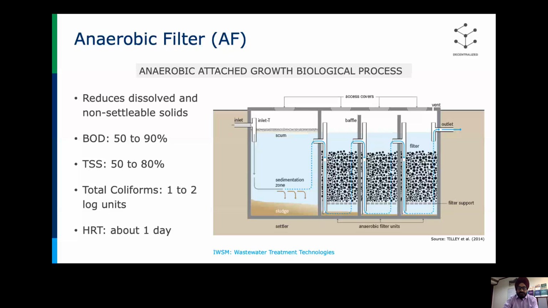So in this, what happens in the anaerobic filter is the attached medium provides the microbes a home to settle, and therefore the treatment, the BOD and the TSS removal, is higher as compared to a non-medium one.